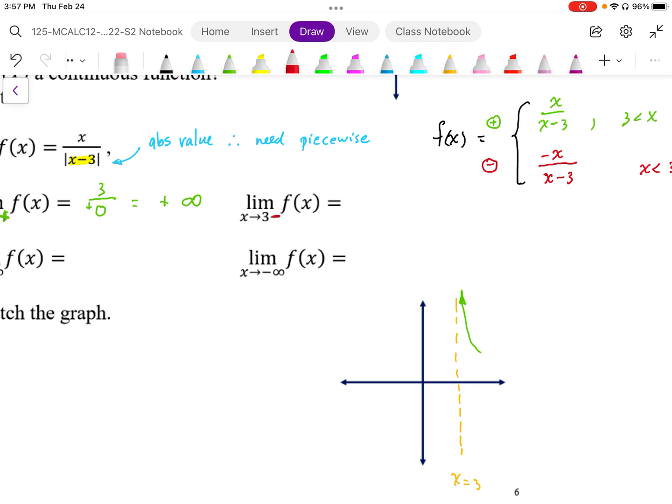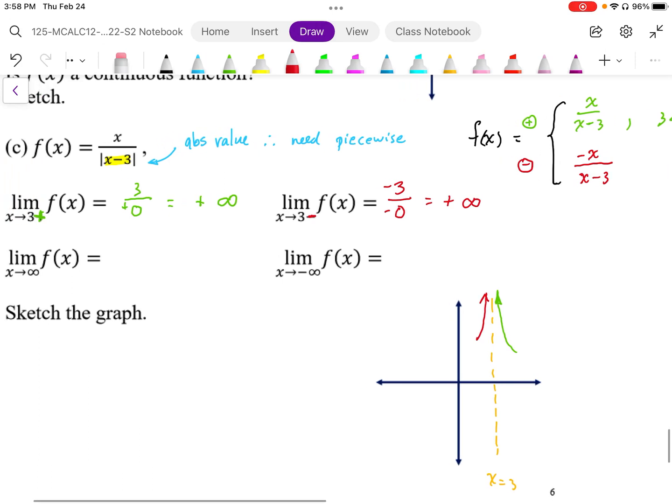And as I approach 3 from the negative side, I'm going to use the negative version of this. So I'm going to end up with negative 3 over, and this time I'm approaching 3 from the negative side. So for example, 2.9. So I'm going to end up with 2.9 minus 3, which is going to give me negative 0.1. So I'm approaching 0 from the negative side. I'm dividing by 0, so I get infinity. And I have negative over negative, so this is going to be positive infinity. So this graph is going to approach positive infinity from the left-hand side. So on both sides of that asymptote, it's pointing up.